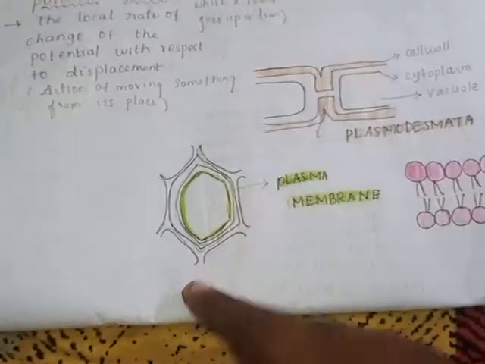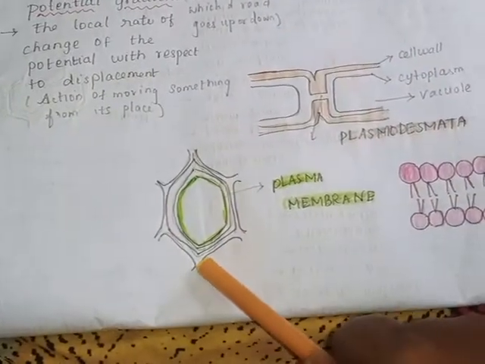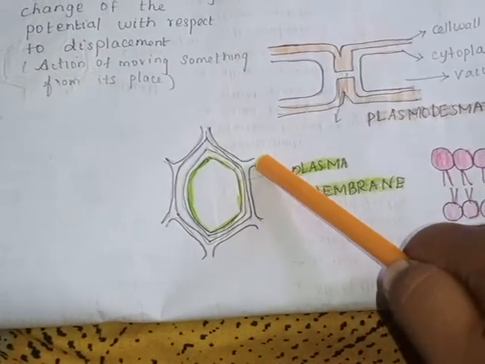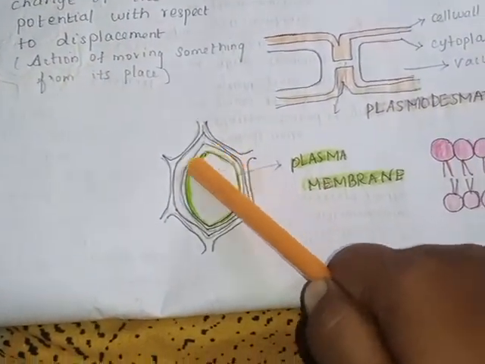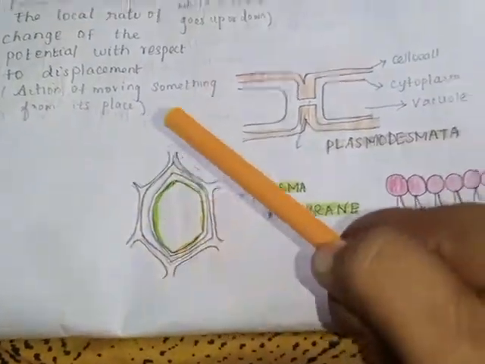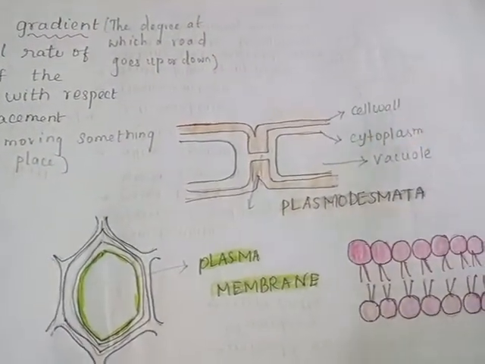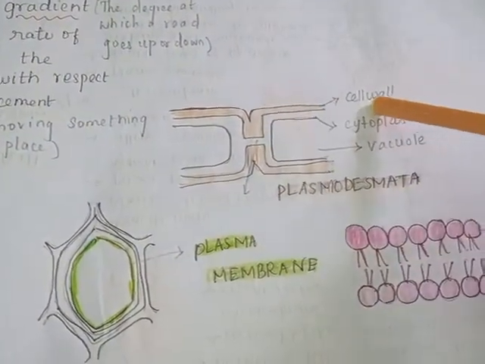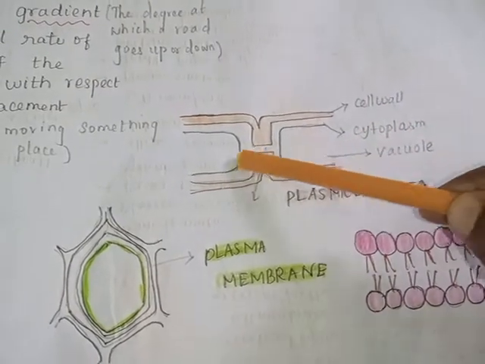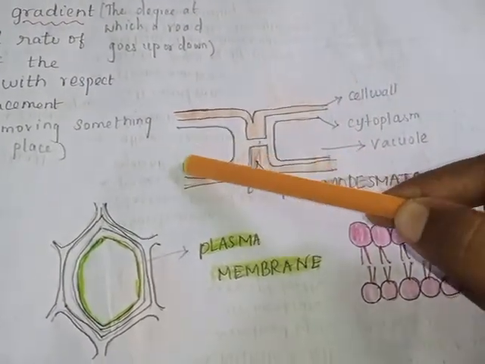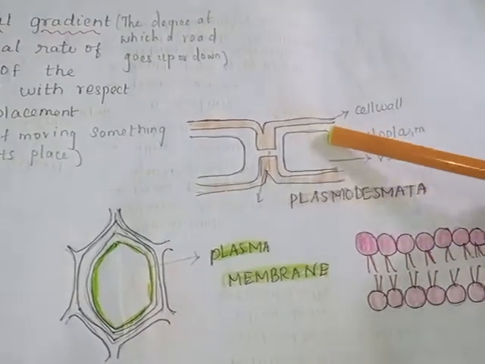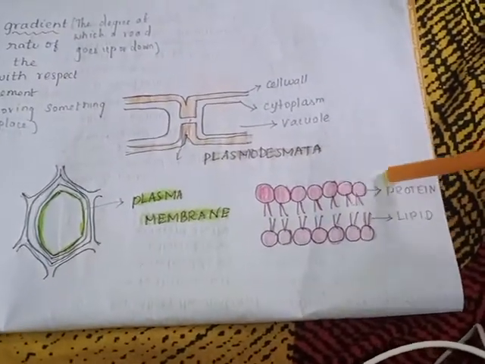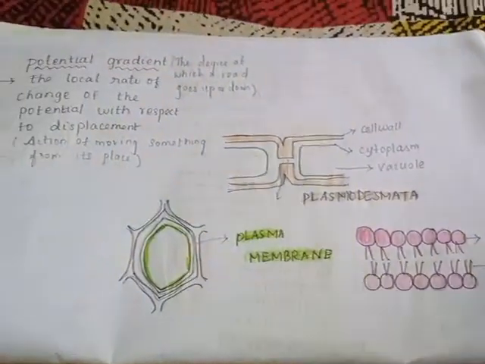Then this one is the plasma membrane, which we saw in the previous paragraph. This is the cell wall, and next to the cell wall, this green material is the plasma membrane. Then, this is the plasmodesmata. This is the cell wall, cytoplasm, and vacuole. This space is the plasmodesmata, which allows materials and chemicals to move inside or outside. This one is a protein and this is considered a lipid.